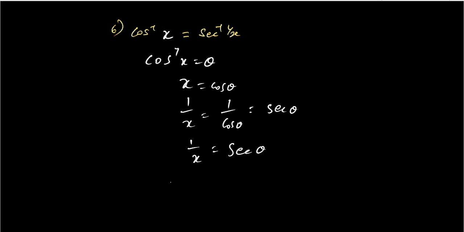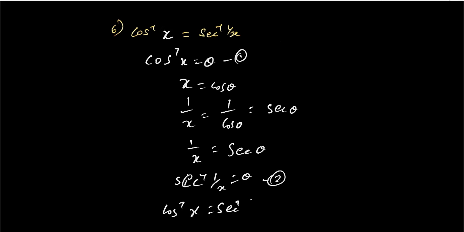Secant, if we bring to the left hand side, it will become secant inverse of 1 by x is equal to theta. From 1 and 2, right hand side is equal, so left hand side also equal. It will become cos inverse of x equal to secant inverse of 1 by x.